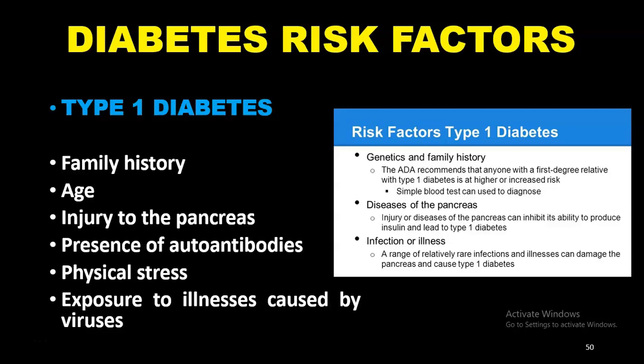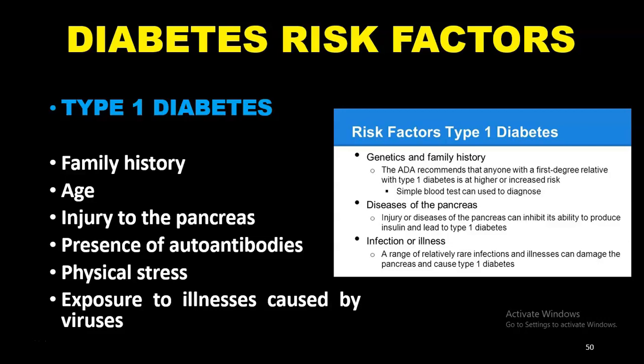Risk factors for type 1 diabetes are not as clear as for pre-diabetes and type 2 diabetes. Known risk factors include family history, that's having a parent, brother, or sister with type 1 diabetes. Age. You can get type 1 diabetes at any age, but it usually develops in children, teens, or young adults. Injury to the pancreas, such as by infection, tumor, surgery, or accident.